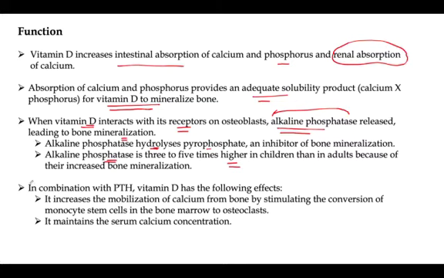And I mentioned that you may have studied vitamin D along with the function of parathyroid hormone or the mechanism of activity of parathyroid hormone. So, in combination with parathyroid hormone, vitamin D increases the mobilization of calcium from bone by stimulating the conversion of monocyte stem cells in the marrow to osteoclasts. And also, along with parathyroid hormone, it maintains the serum calcium concentration.